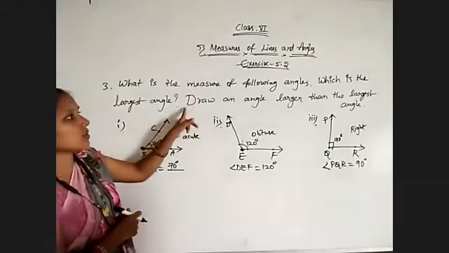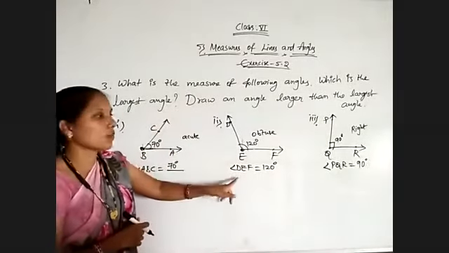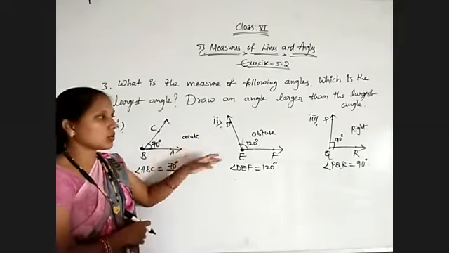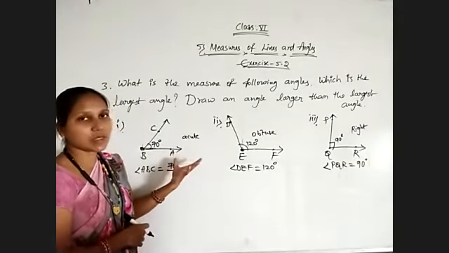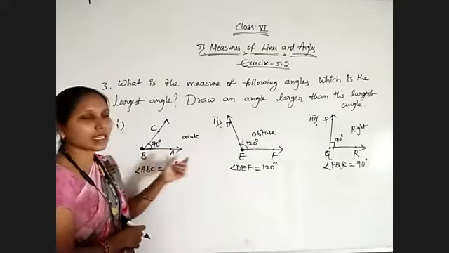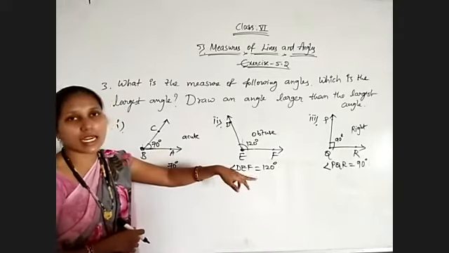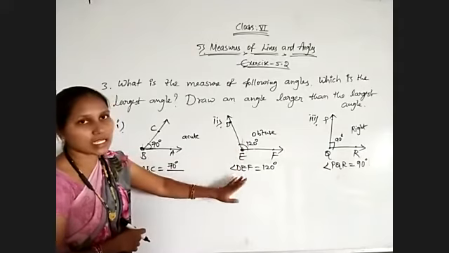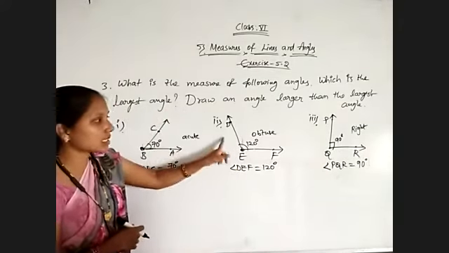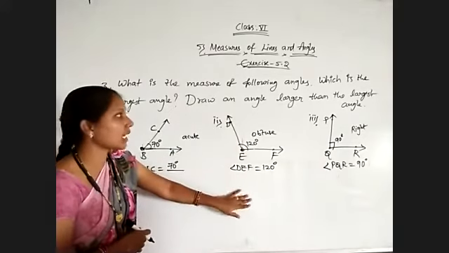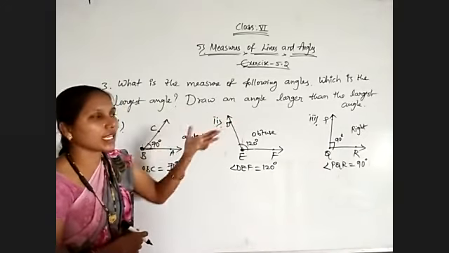Actually, they are asking to construct only one angle, which is larger than the largest angle. So you now know the given angle measurements. The first angle is 70 degrees, the second is 120, the third is 90. 120 degrees is the largest angle. Which is the largest angle? This angle DEF is the largest angle. Draw an angle larger than the largest angle.